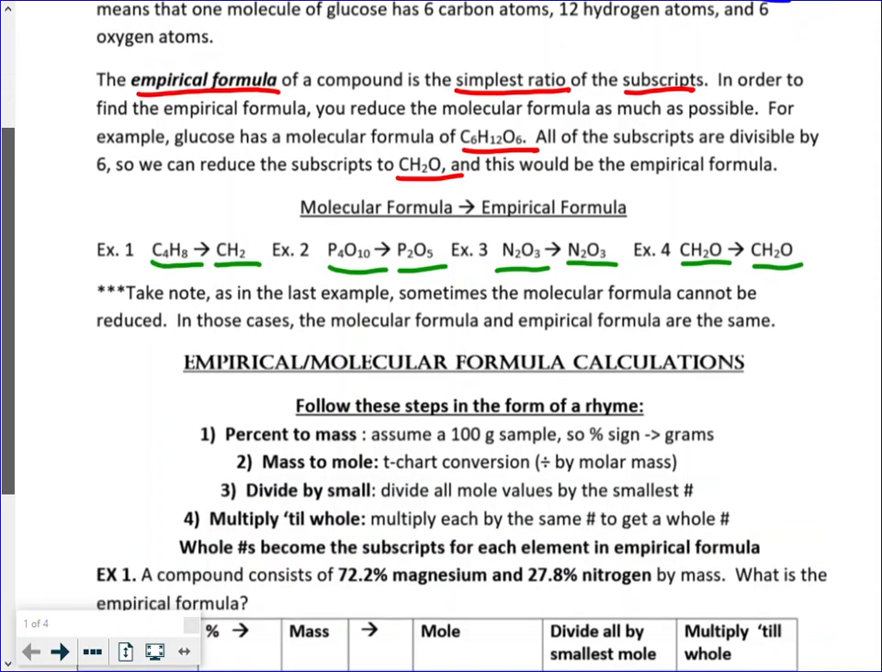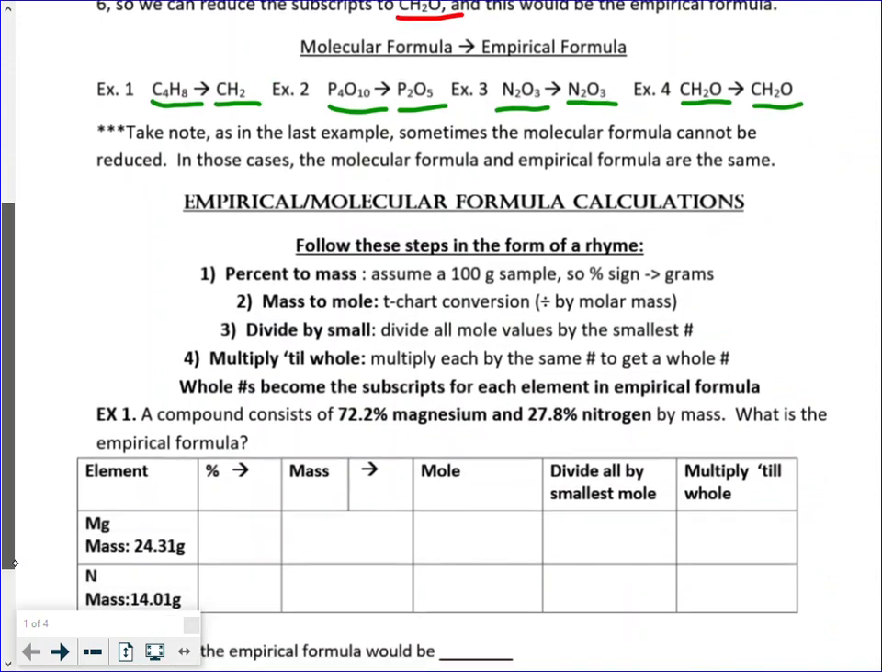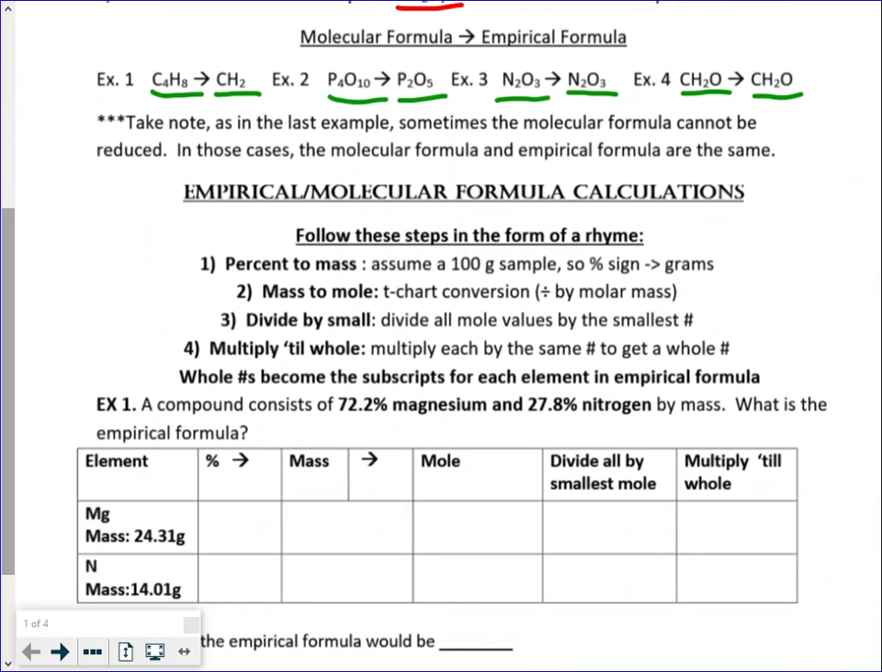Now, using information to figure out the empirical and molecular formulas. Usually what's going to happen in the problem is they're going to give you percents. They take the unknown substance, they stick it in a machine, and it calculates the mass of each particular element in there by percentage. So, for this particular case, a compound consists of 72.2 magnesium and 27.8 nitrogen by mass, okay? You're going to follow these 4 steps in order to figure out the empirical formula.